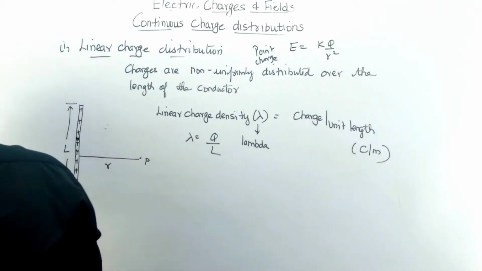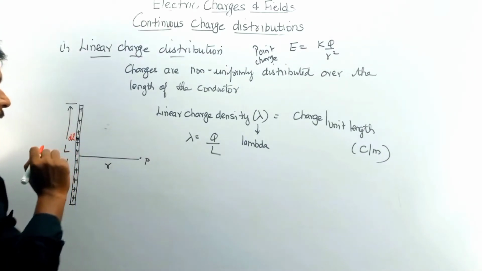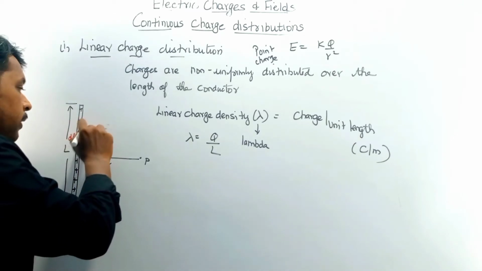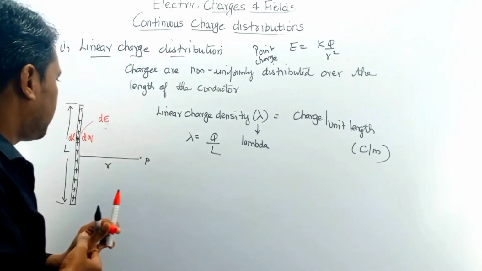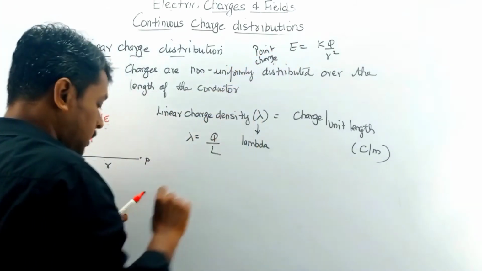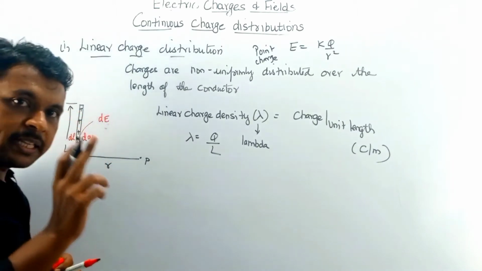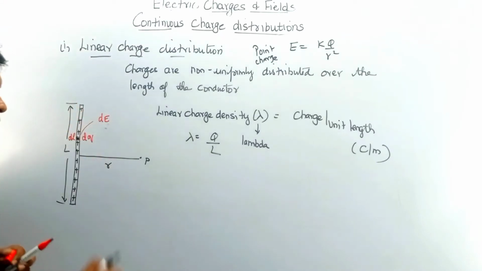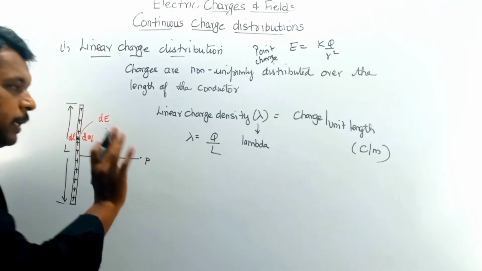Let us take the length of this small element as dl, and the charge of this particular small element as dq. What will be the value of electric field here? This is nothing but dE. Now we can use this formula directly here, you know E is equal to kq by r square. After finding the value of dE, when you integrate it over this limit, we can easily find the net electric field due to these charges at this point P.